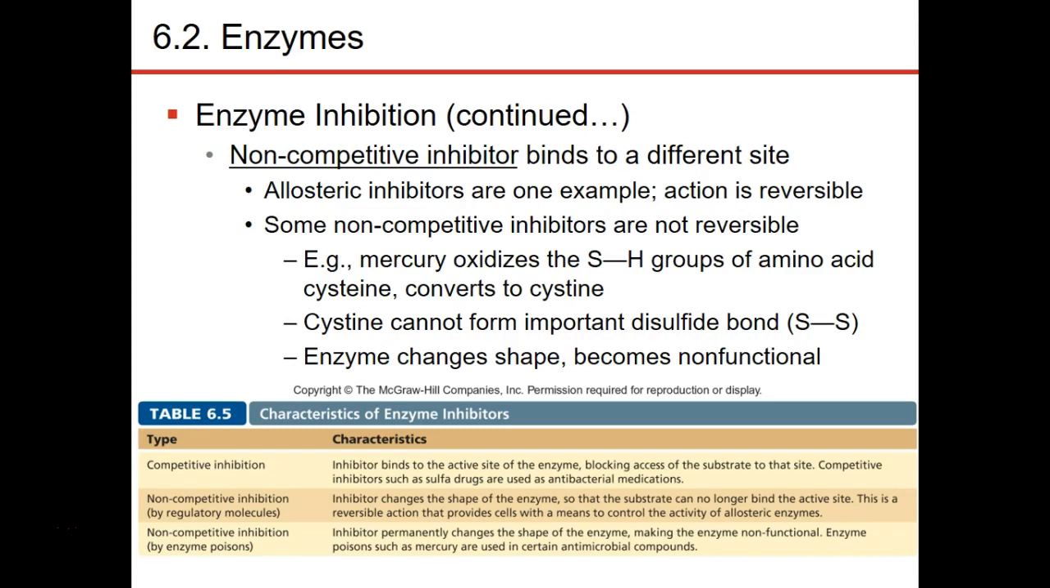Non-competitive inhibitors, usually when they bind, the action is reversible, but that doesn't always happen. There are certain non-competitive inhibitors that are irreversible and that basically make the enzyme no longer functional at all. And so some chemicals or poisons can actually bind to the allosteric region and cause the enzyme to no longer function.